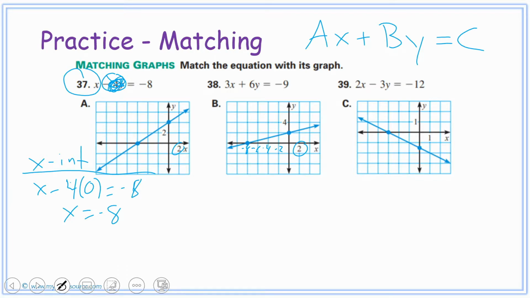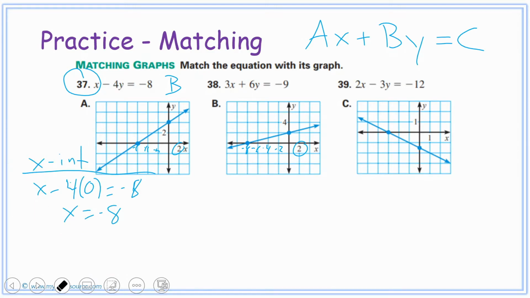Because they could have both negative 8 and then a different y. So it's always safe to check it. This is negative 2, negative 4, negative 6. So bam, we already know our answer. Number 37 matches with B. Okay, so for the other ones, do the same thing.